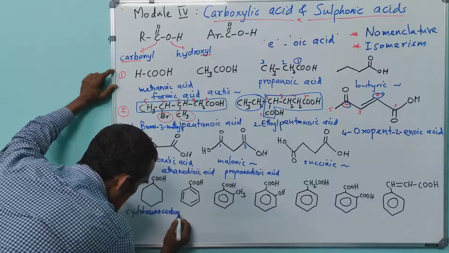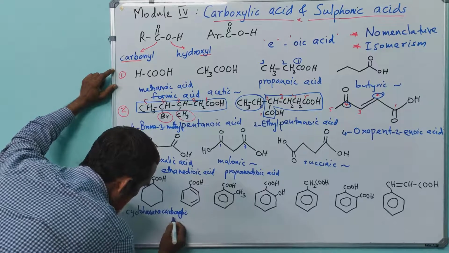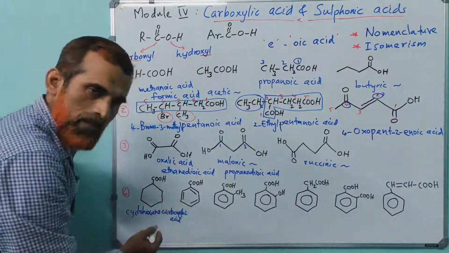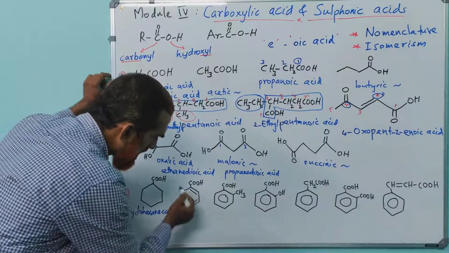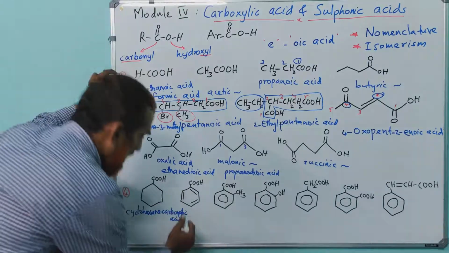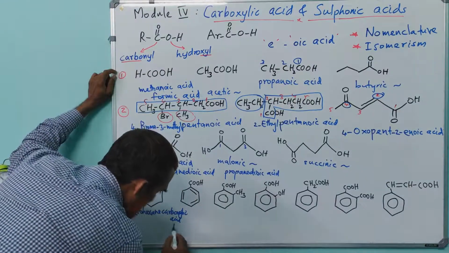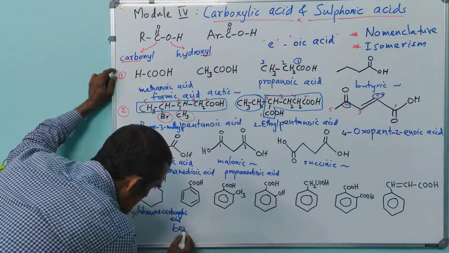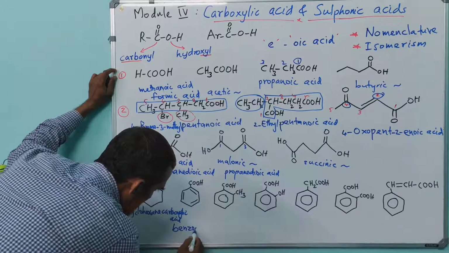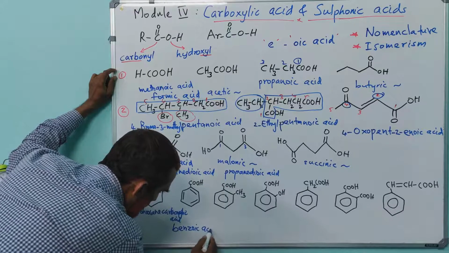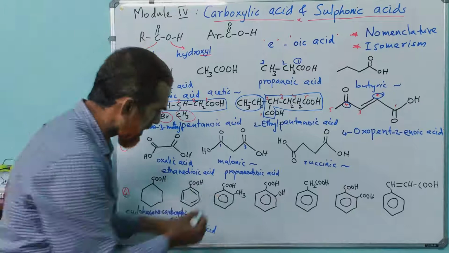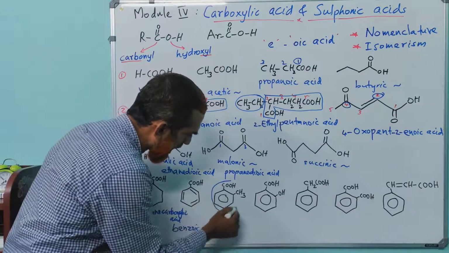Cyclohexanecarboxylic acid, right? Now what about this one? This is to be called benzenecarboxylic acid, but IUPAC has accepted special names for aromatic compounds, and this is called benzoic acid, simply benzoic acid. What about this one? Benzoic acid is the parent name.